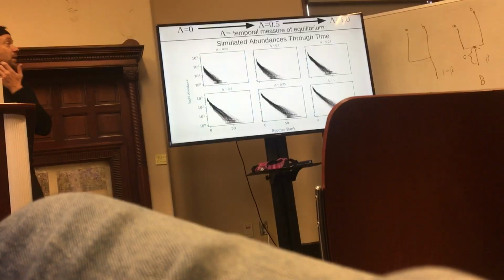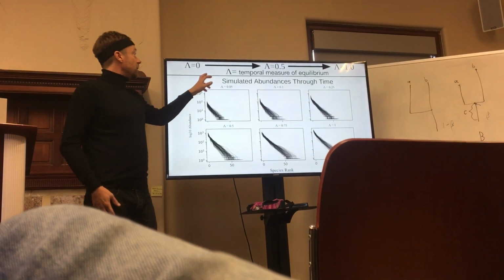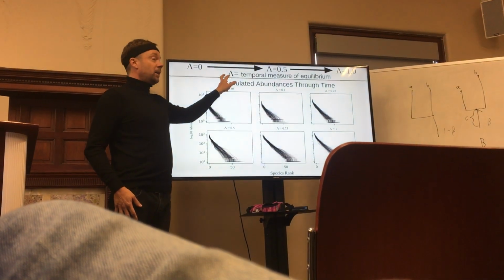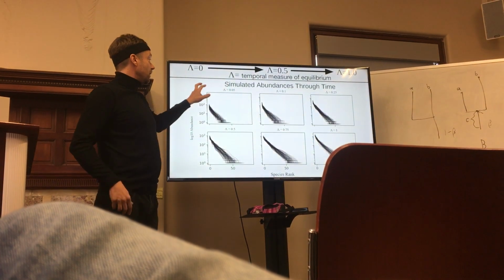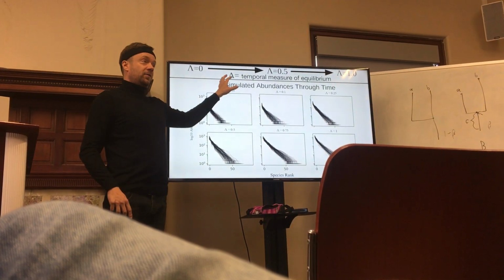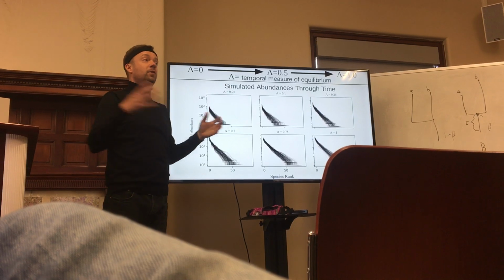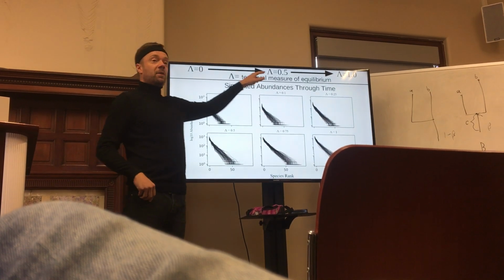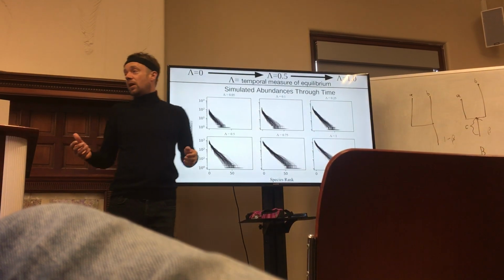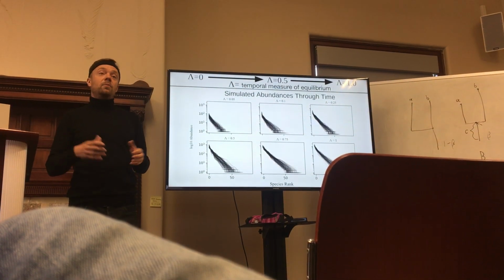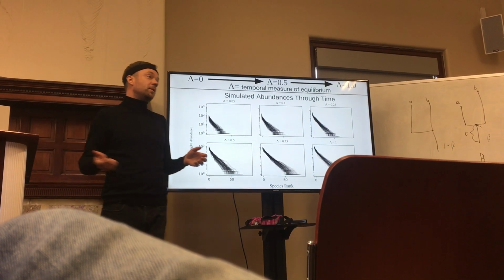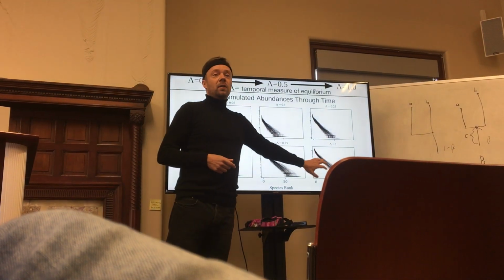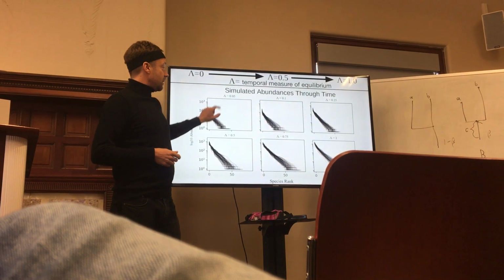I'll show you results of some simulations. We have this measure of time, which we call lambda. You can think of a lambda of 0 as a brand new community, like an island that just came up out of the ocean, with nothing on it. And a lambda of 1 is what we call turnover equilibrium. So this is late stage assembly, and this is early stage assembly.